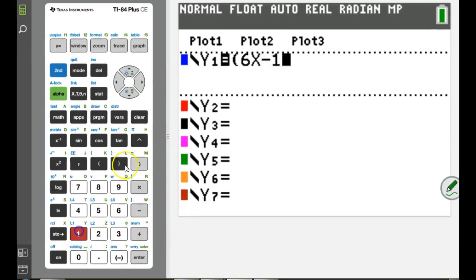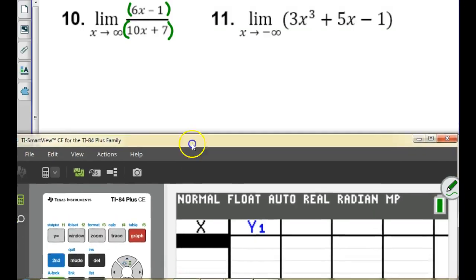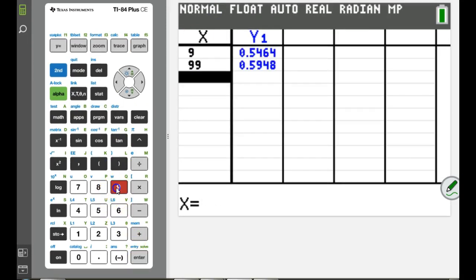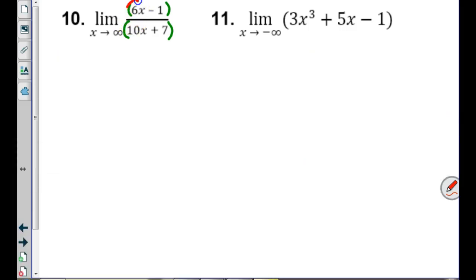Minus 1 divided by plus 7. Thank you. Okay, they want to know what's happening out on the far end, so I'm actually going to go straight to the table. Are we going positive infinity or negative infinity? This was positive infinity, so I'm going to put 9, 99, 9999. What's it approaching, guys? Yeah, 0.6. Does that look familiar? Leading coefficient over leading coefficient.